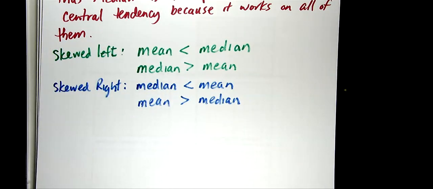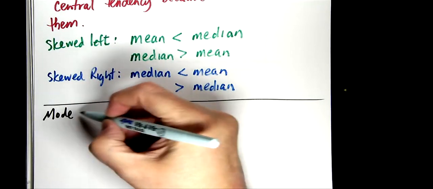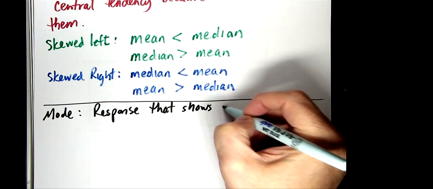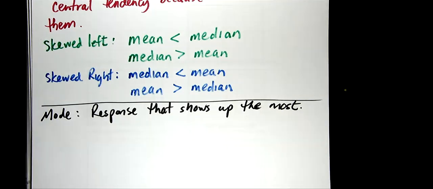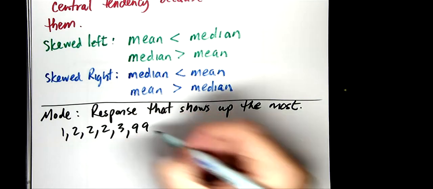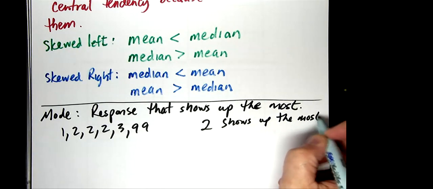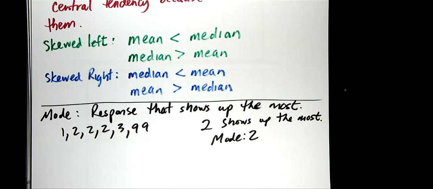Anybody remember what mode is? Mode is the response that shows up the most. It's exactly correct. So on that list of siblings, the 1, 2, 2, 2, 3, 99, 2 shows up the most. The mode is 2. In this case, it happened to be the same thing as the median, but usually it has nothing to do with it.